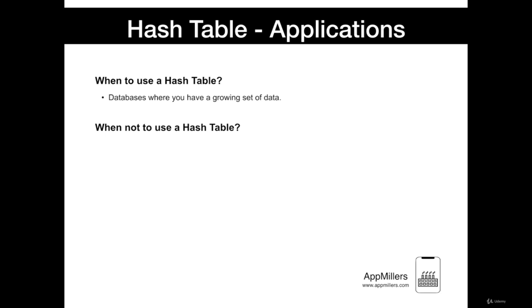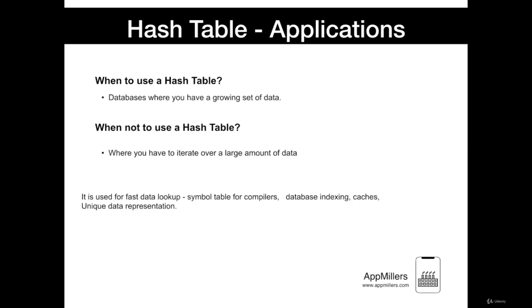Hash table applications. When can we use a hash table? Due to the fact that time complexity is O(1) for storing and retrieving, it's ideal for databases where you have a growing set of data. When can we not use a hash table? It's not recommended to use a hash table where you have to iterate over a large amount of data. Hash tables are mostly used for fast data lookup, database indexing, cache, and unique data.